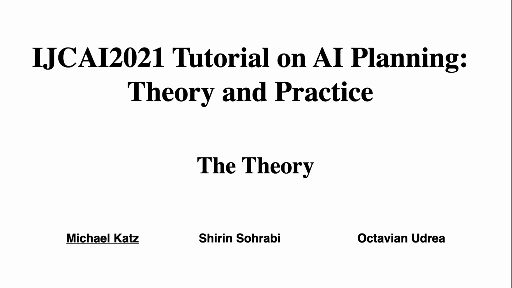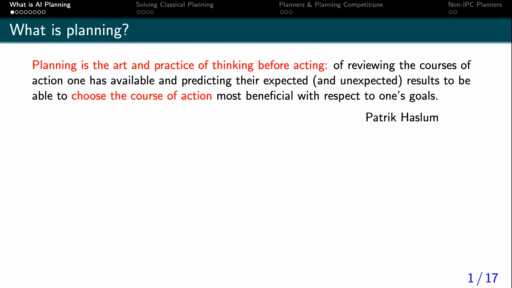Yes, okay, so let's go. As every presentation on AI planning starts with what AI planning is actually about. So what is AI planning? This is a version that I like. To quote a colleague, planning is the art and practice of thinking before acting, and to be able to choose a course of action that is most beneficial to achieve your own goals. So essentially, planning is the problem of action selection.